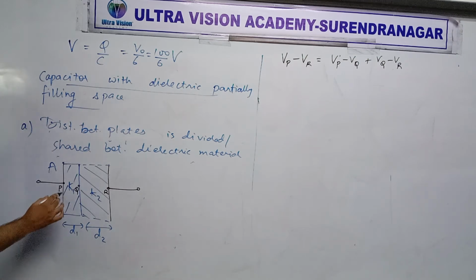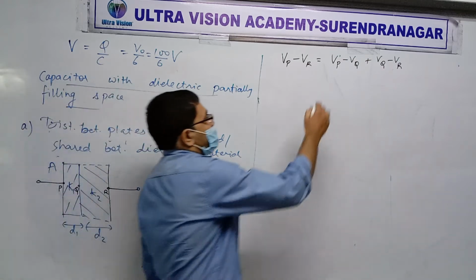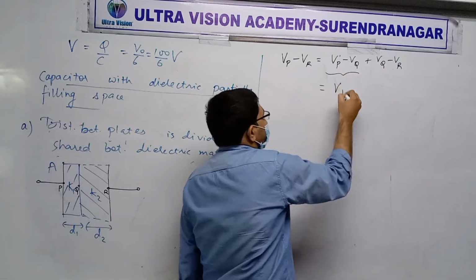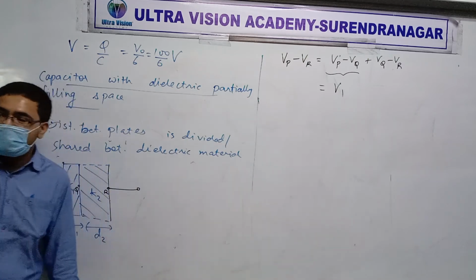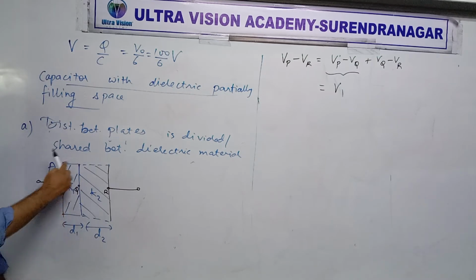So if I treat this part as one capacitor, then the voltage for that will be Vp minus Vq. So that would be V1. First capacitor. Where is the first capacitor? This is the first capacitor. Got it? That's the first capacitor, because it's going to be storing some charge and all that.